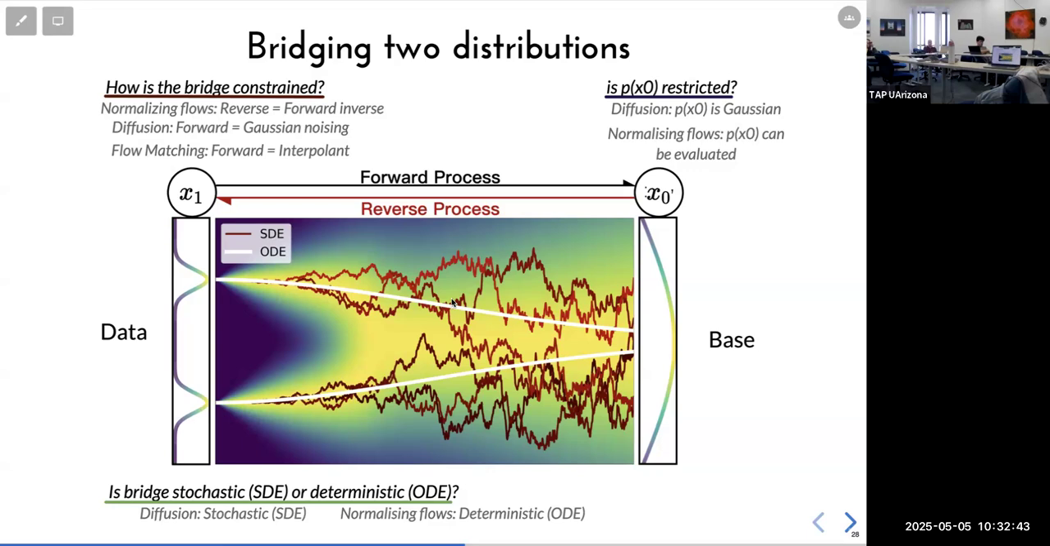Then another difference is whether p of x naught is restricted. I told you most of the time it's a Gaussian. And for diffusion models, it's always a Gaussian. So diffusion models are built on Gaussian distributions. Whereas in flows, it doesn't matter. x naught could be any distribution, which sometimes is very useful.